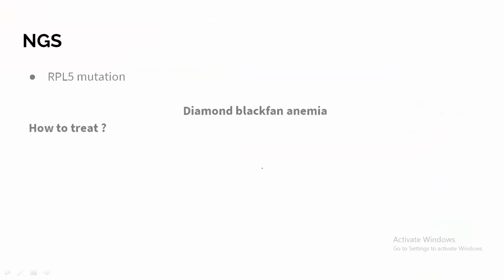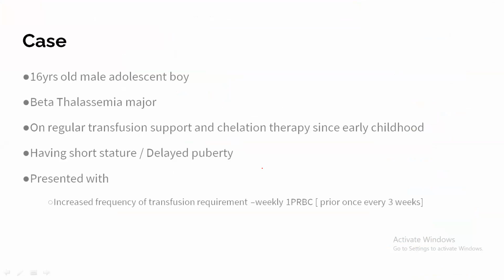So this child has Diamond-Blackfan anemia. How do we treat Diamond-Blackfan anemia? You have to give blood transfusions initially. You can try a trial of steroids because it is a ribosomal defect. Ultimately, you need to do stem cell transplantation for these children.